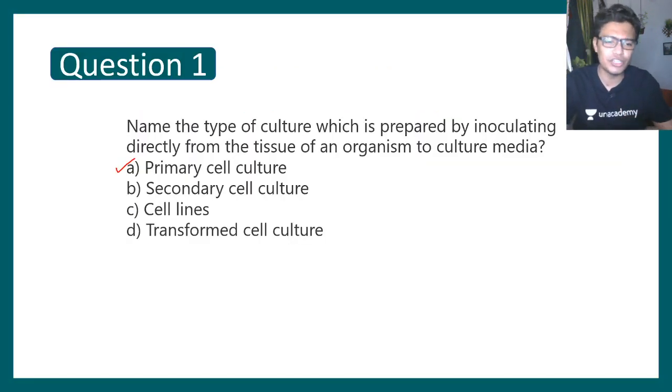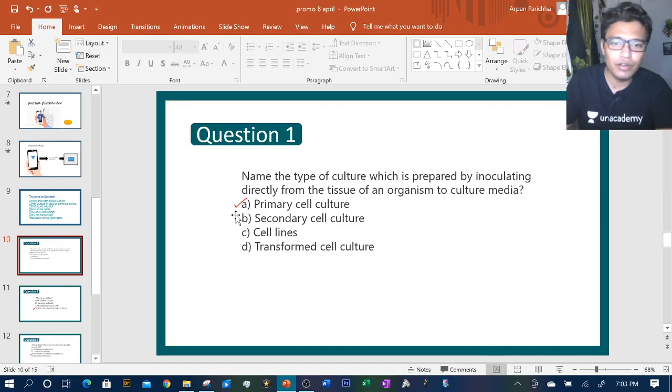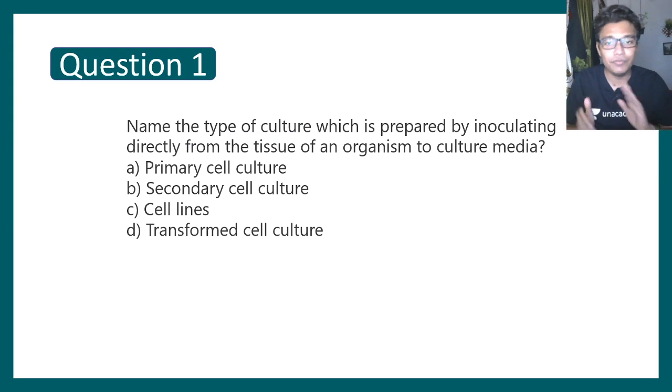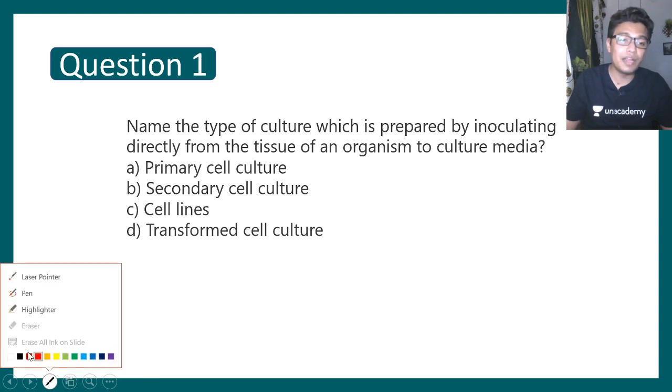Let's talk about question number 1. Name the type of culture which is prepared by inoculating directly from the tissue of an organism to the culture media. This is known as primary culture, secondary culture, or cell lines, or transformed cell culture. So let me tell you, the answer would be primary culture.